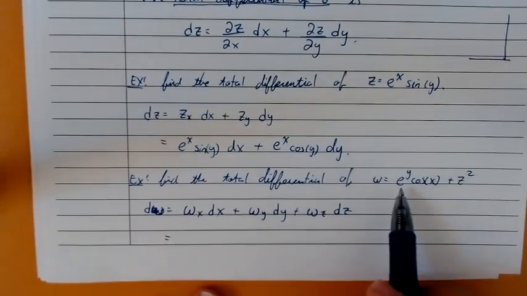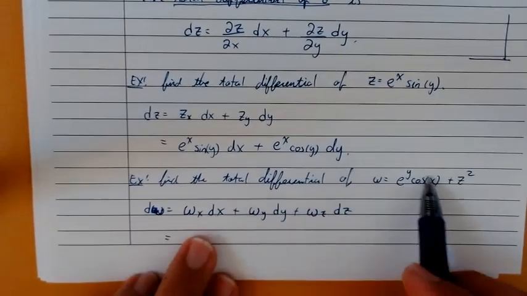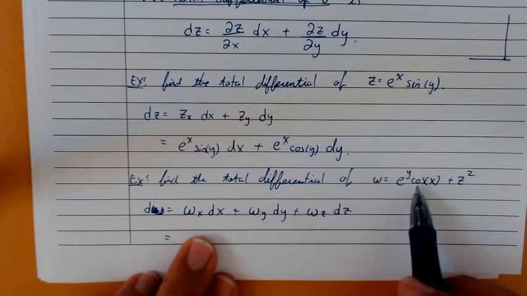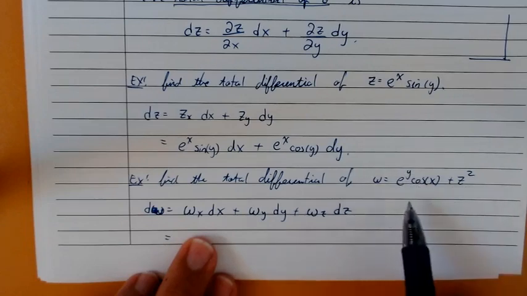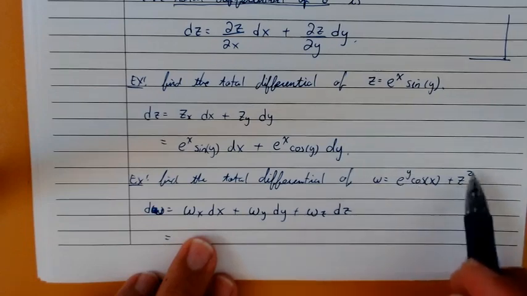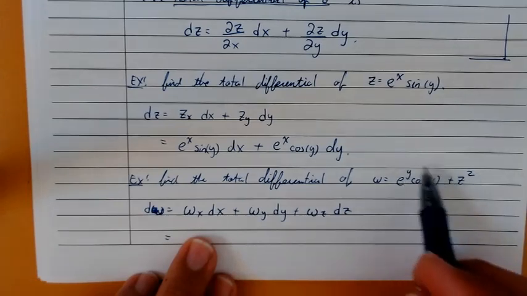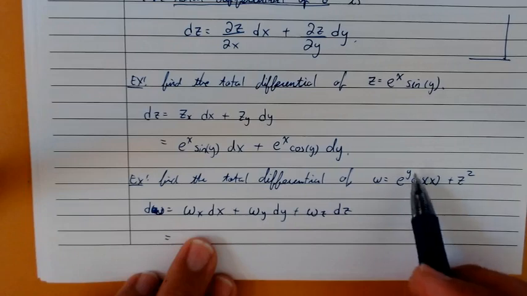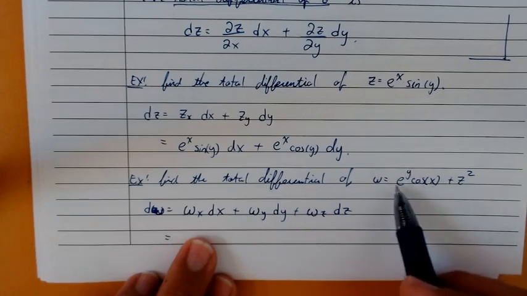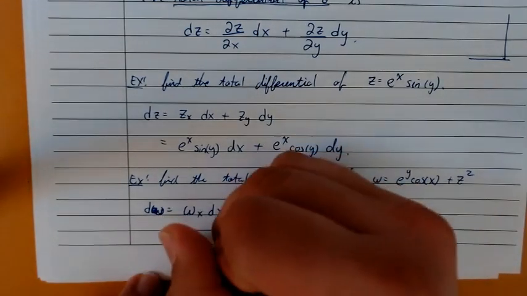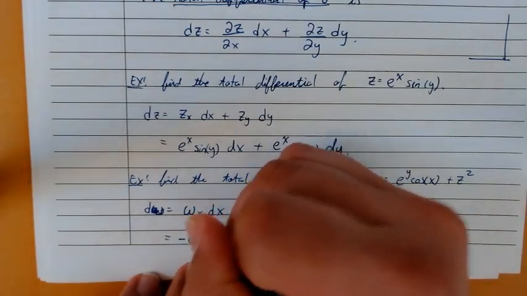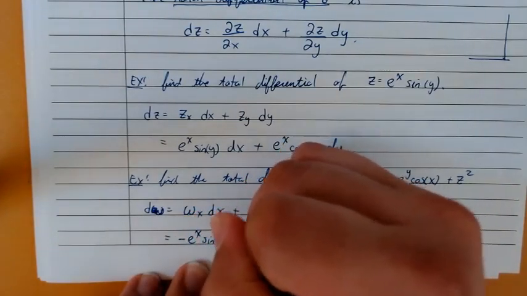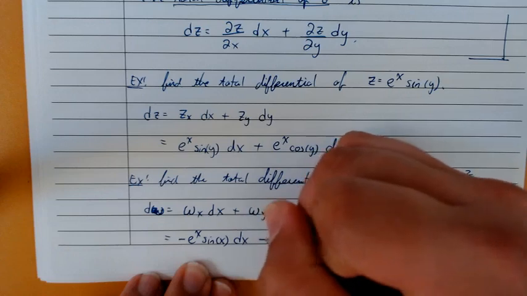Here, take the partial with respect to x. That's coefficient times cosine of x plus coefficient. Well, the derivative of this coefficient would be 0, and the derivative of this constant would be 0. And here the derivative of coefficient cosine of x is negative coefficient sine of x. That's going to be negative e to the x sine of x dx.